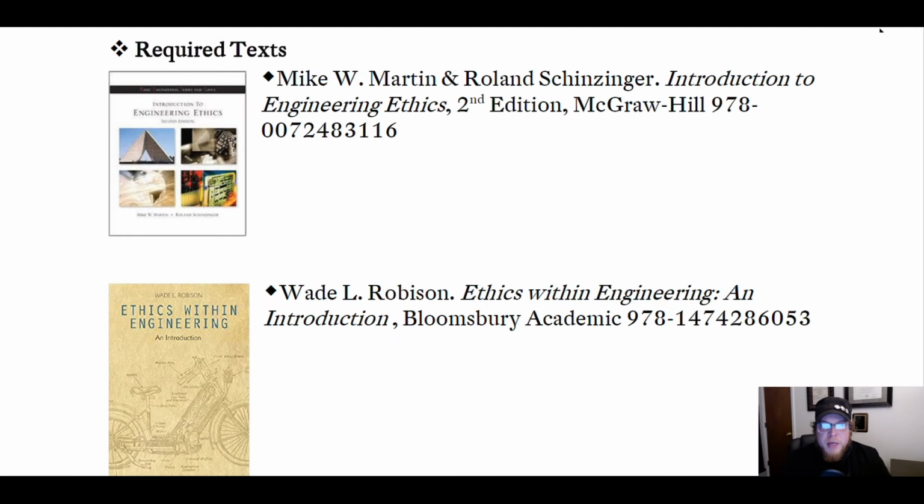Required text for the course. We'll be looking at Martin and Schinzinger's Introduction to Engineering Ethics, 2nd edition. We'll also be using Wade Robinson's Ethics Within Engineering: An Introduction. I'll be leaning a bit more heavily on the former than the latter.